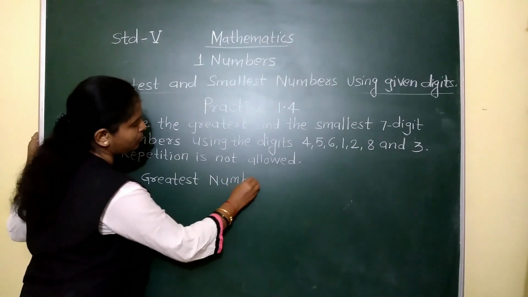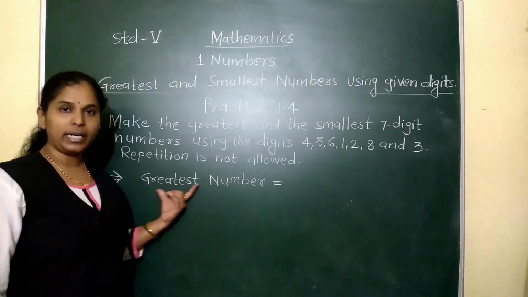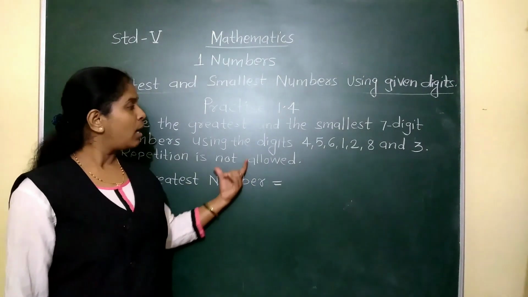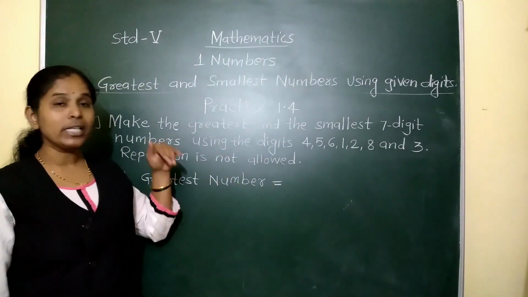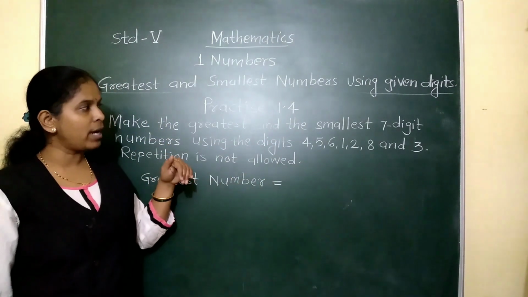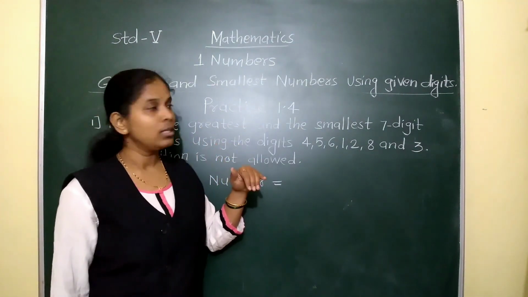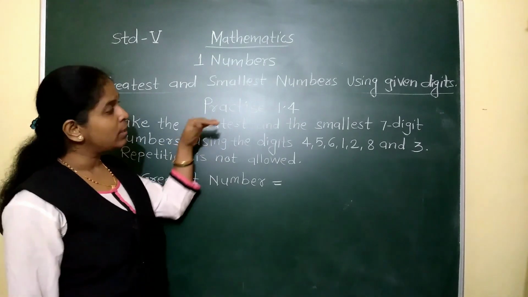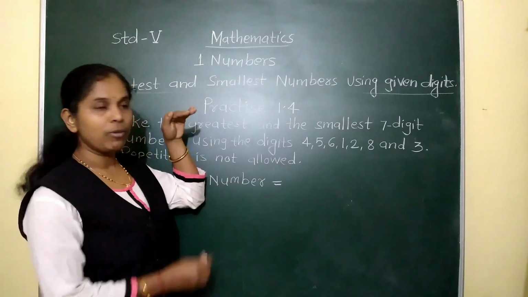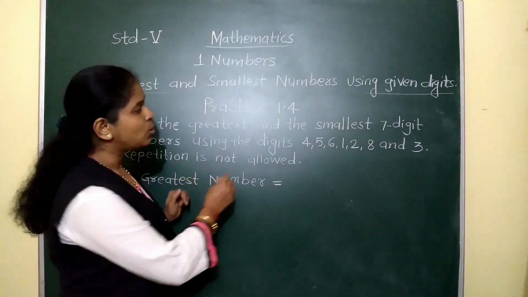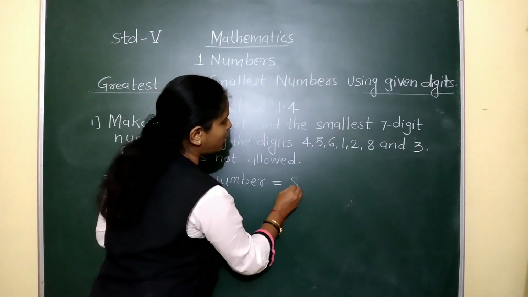See here, I told you to make the greatest number, we'll have to arrange the given digits in descending order. Now descending order means, do we have to write the biggest number first or the smallest number? We have to write the biggest number first. Descending order means we go from bigger to smaller. So here, which is the biggest digit? See here, 8. So that we will write first.